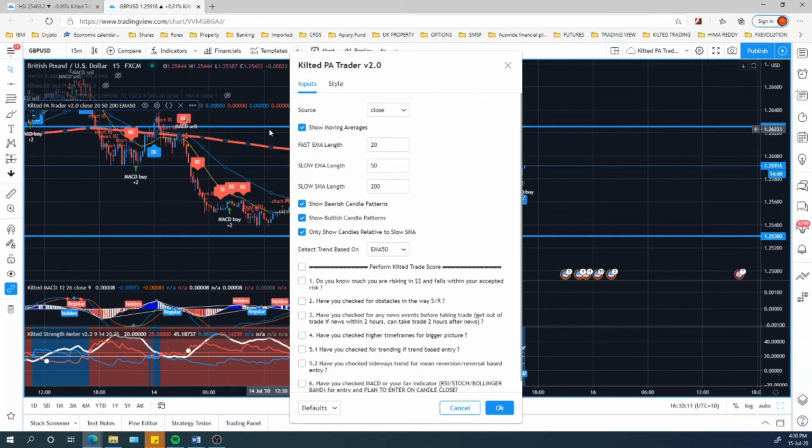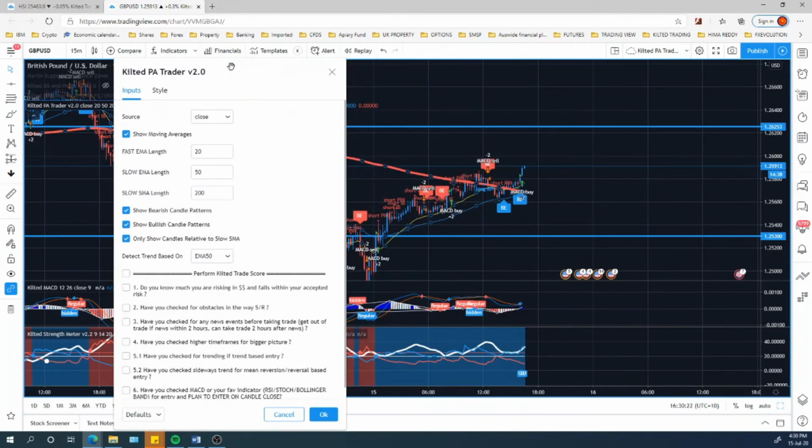But back to the indicator itself. You can choose to show your bearish candles, your bullish candles. You can show the candles relative to the SMA to keep you on the safe side of the market. And you can see here how effective this is. We've got the MACD here triggering. I've just gone long here, it looks like.